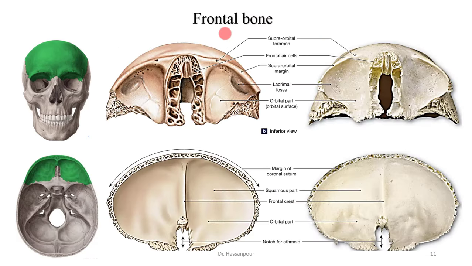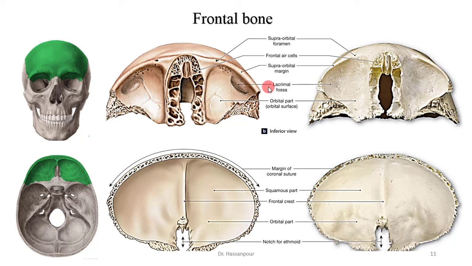The orbital part of the frontal bone forms the roughly horizontal roof of each orbit. The inferior surface of the orbital part is relatively smooth, but it contains some openings for blood vessels and nerves heading to or from structures in the orbit. The shallow lacrimal fossa marks the location of the lacrimal or tear gland that lubricates the surface of the eye.